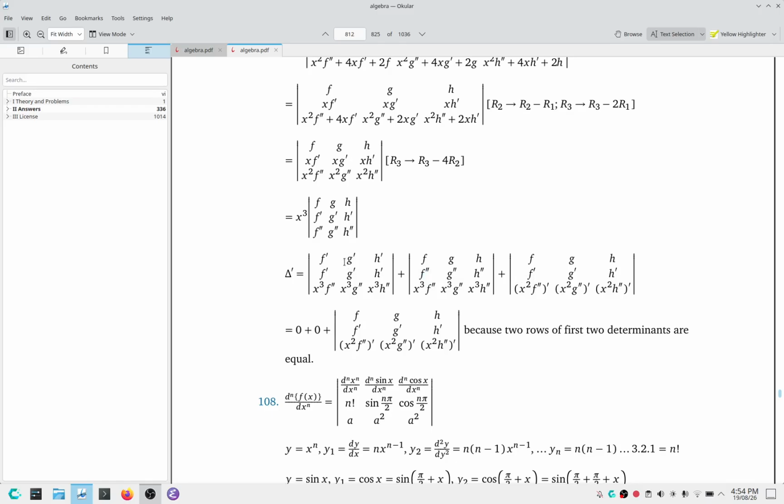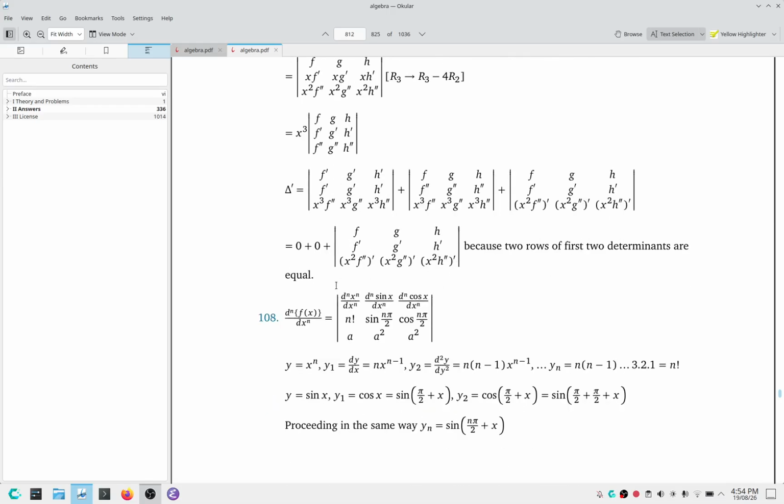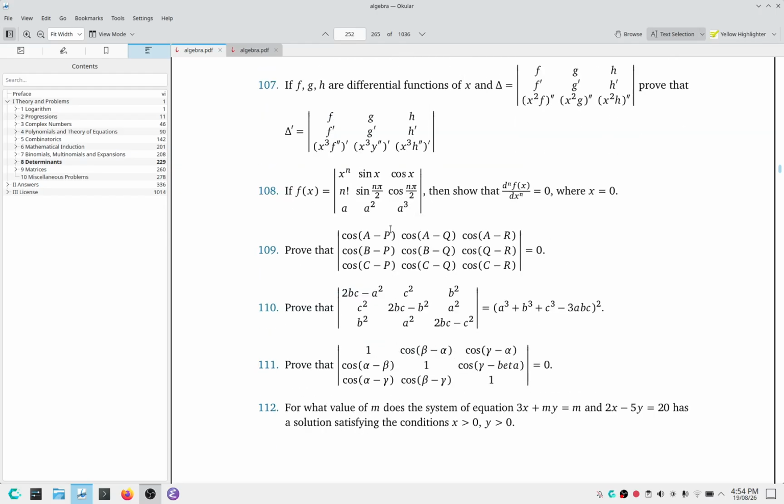So first here, the first row and second row is 0. Second row and third row is equal to 0 because we can take x cube out. And here we will be left with this. Okay. So that's how we have proven the equality.